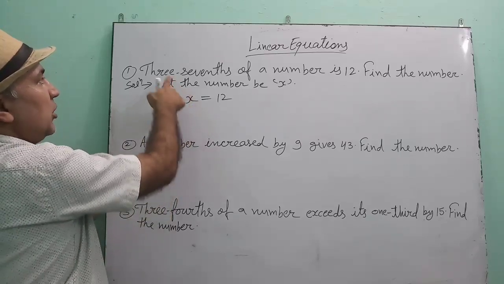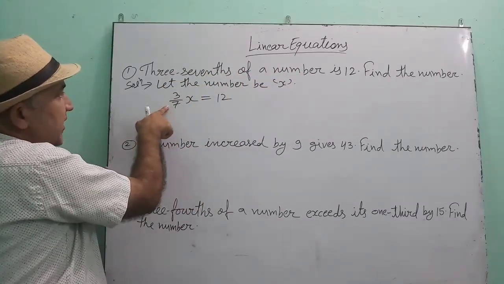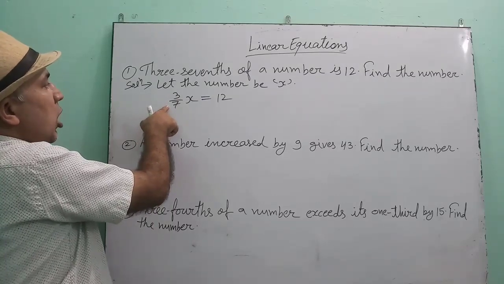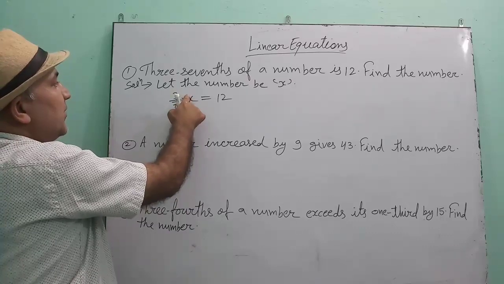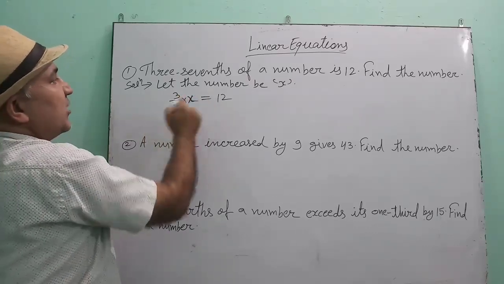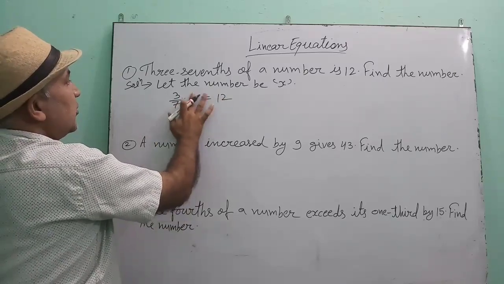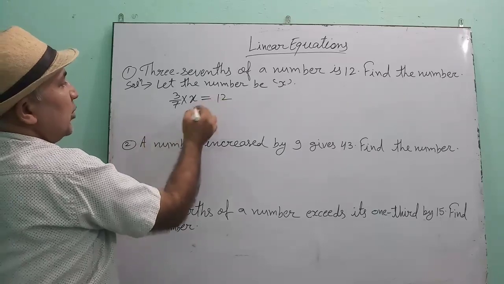Is this understood? 3/7 of a number is 12. 3/7 means 3 upon 7. Of a number means into x. Of a number means into the number. A number is x, is equal to 12. Is this understood? 3/7 into x is equal to 12.